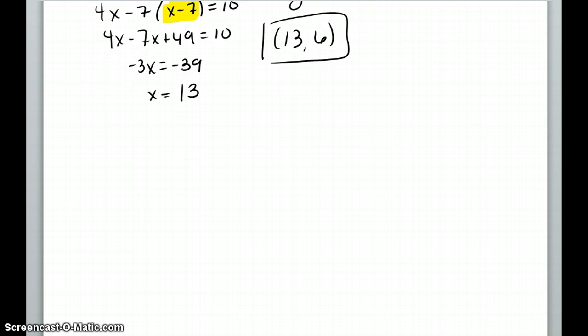All right, 8 is very similar, so I'm not going to go through number 8, but if you want to know the answer, it is going to be 3, 22.